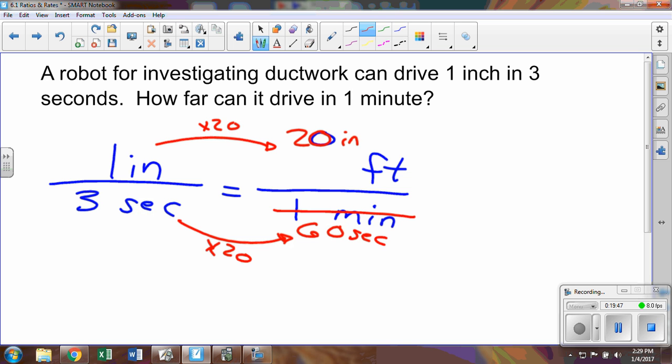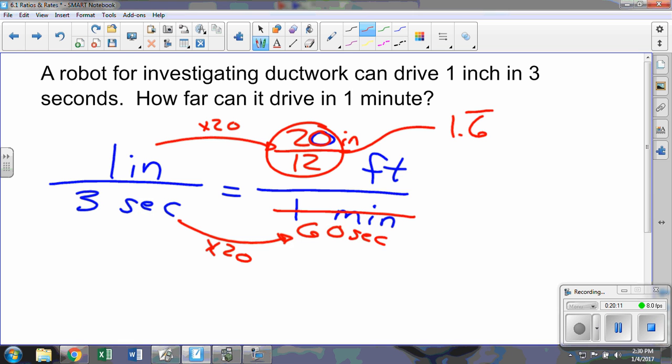Well, of course, we've got to set up and do another conversion. How do you convert inches to feet? That's where we divide by 12. 20 inches divided by 12 will give you feet, so grabbing our calculators, 20 divided by 12 gives us 1.666666666. So if we're going to use a repeating decimal, that's 1.6 repeating feet. Or we could say 1 2/3 of a foot.